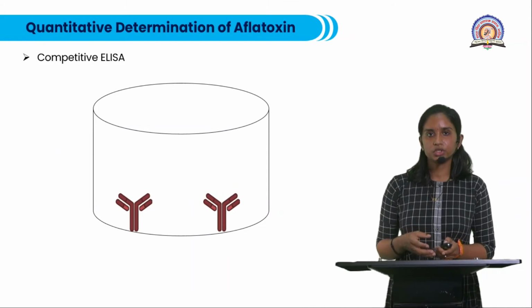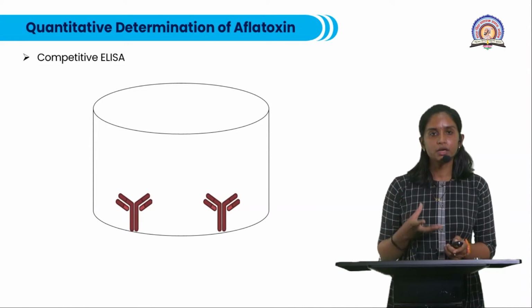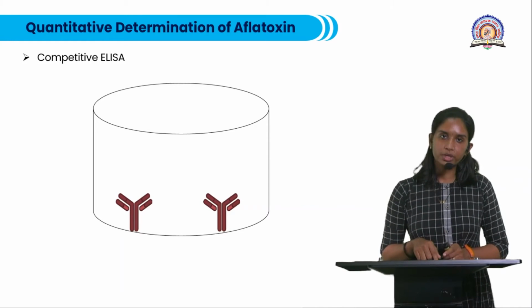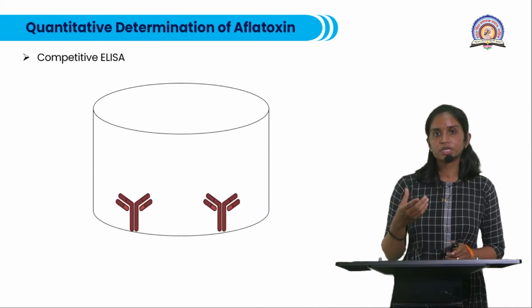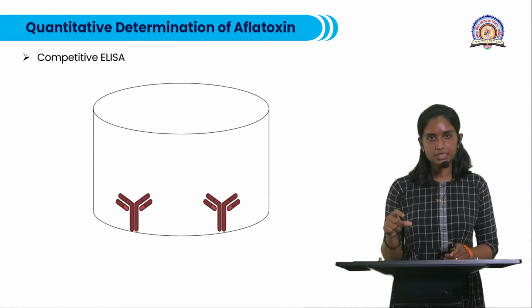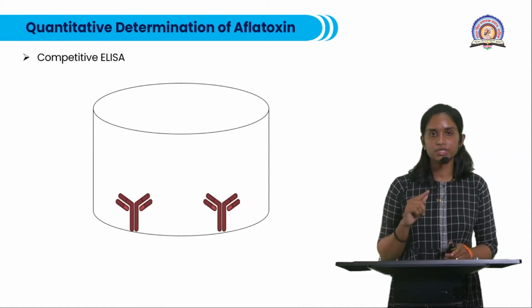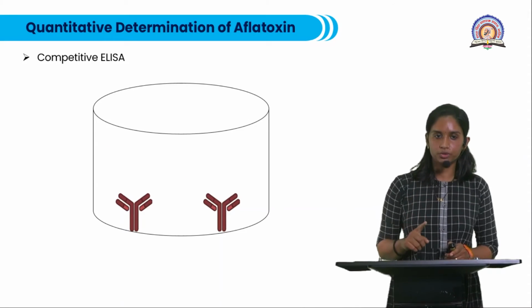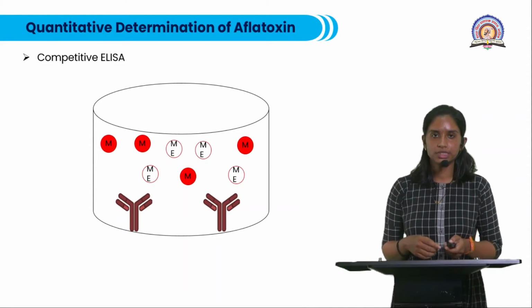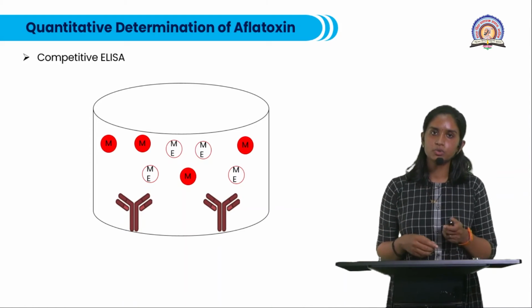Then next thing that you will do is you will take a microtiter plate, and now in this microtiter plate antibodies which are specific against the mycotoxin will be coated at the base, and the area where antibodies are not present will be blocked. Now to this you will add this mixture of mycotoxin and mycotoxin enzyme conjugate.